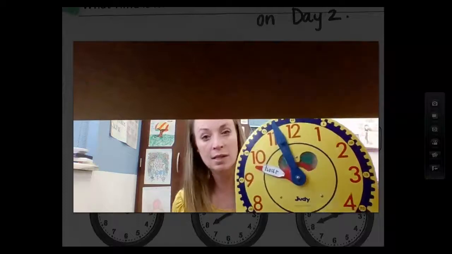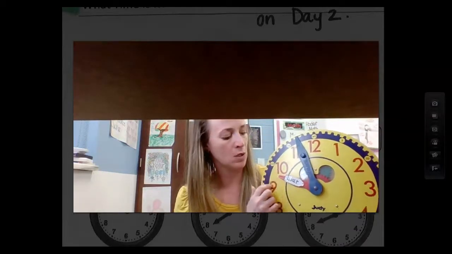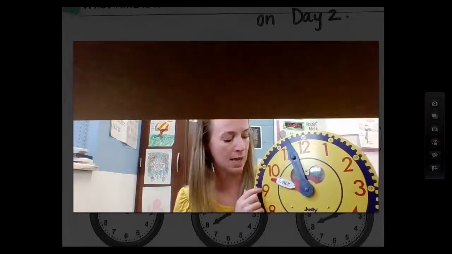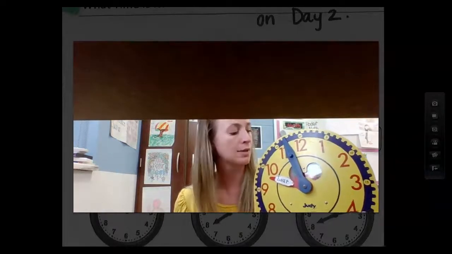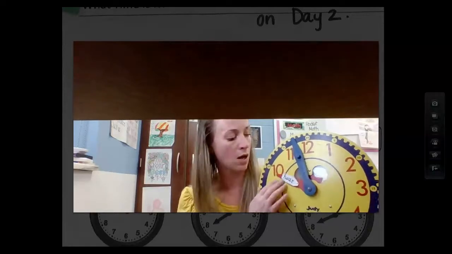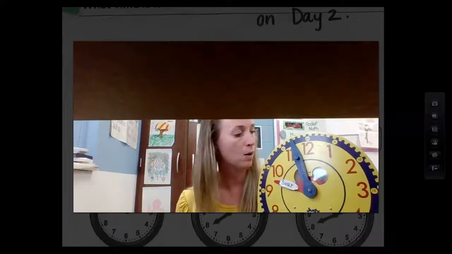So be very cautious. That's what kids mess up the most, is that hour hand. So the hour, if it's in between, it always goes back to the previous hour. So this is actually 9 o'clock. It's not yet 10 o'clock. So that's kind of how hours work. It's either right on the hour, or if it's in between, you always go back to that hour.